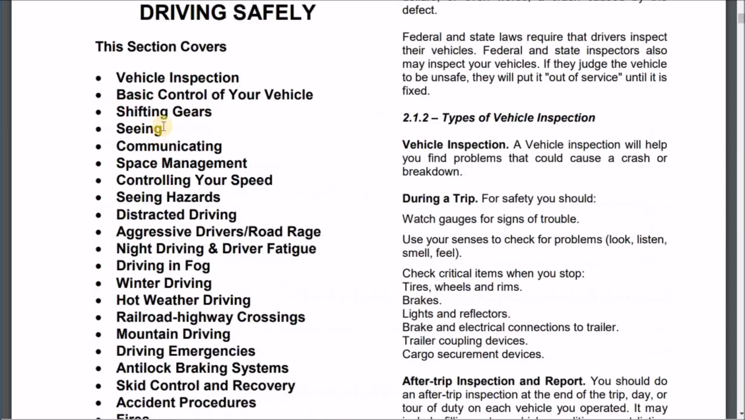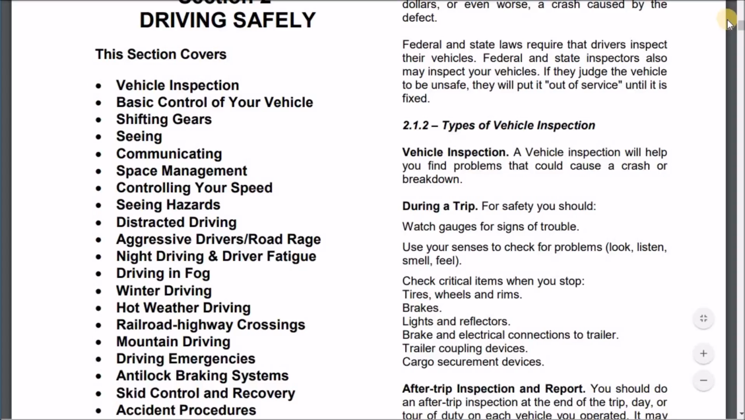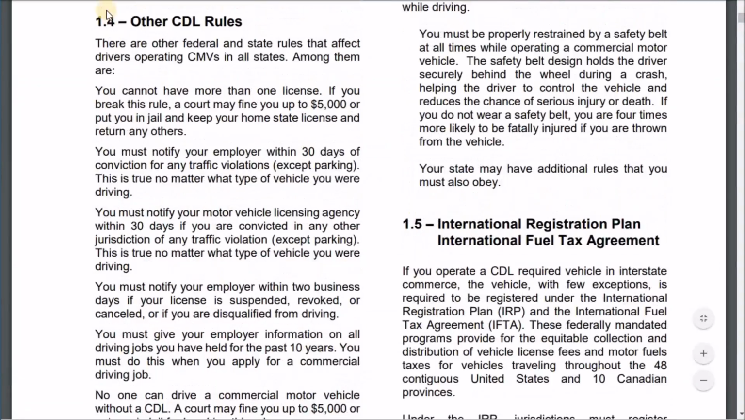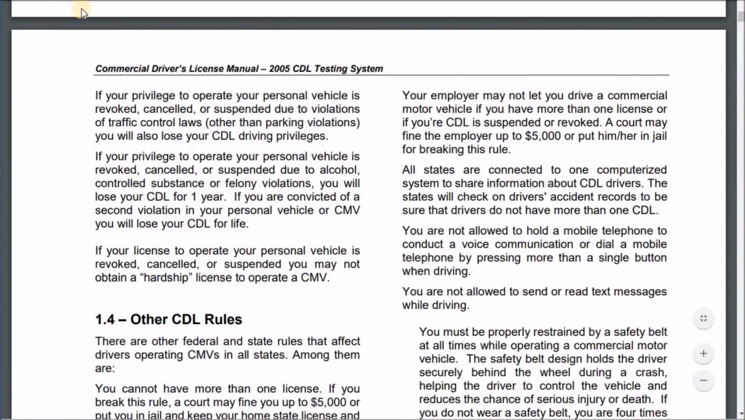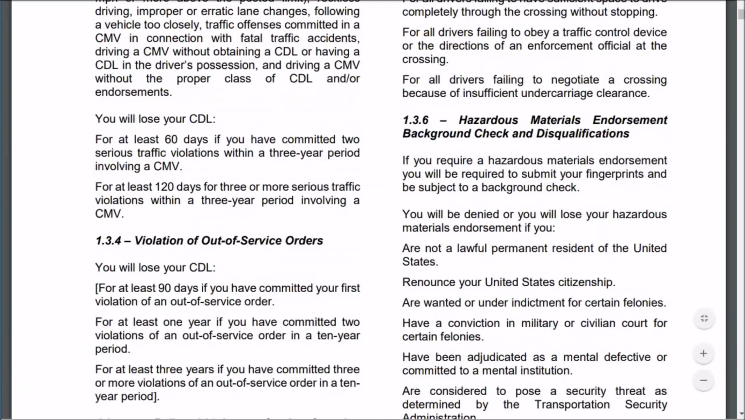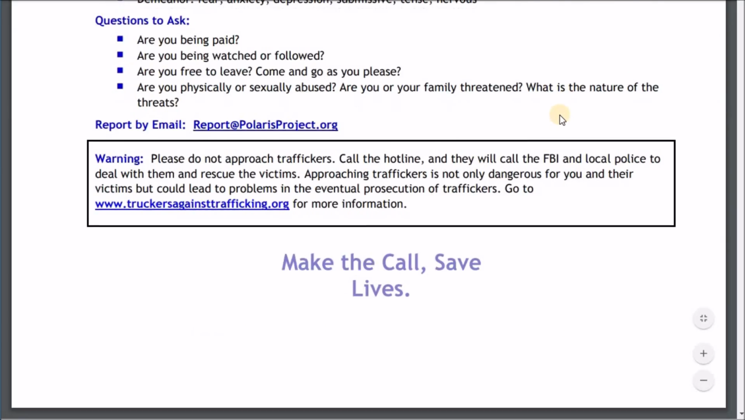So let's just take a look at the driving safely version. This is your chapter, section 1. Sorry, let's get to section 1. I don't know what I did. See if I can go back. Nope. So we're just going to scroll this up to the table of contents again.